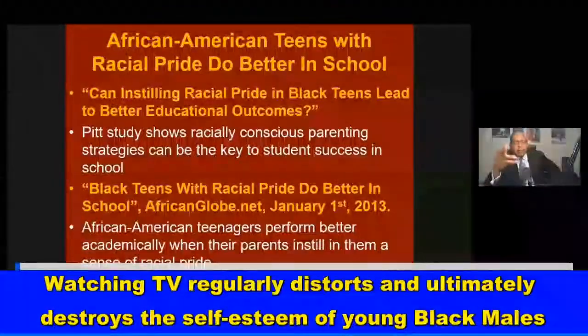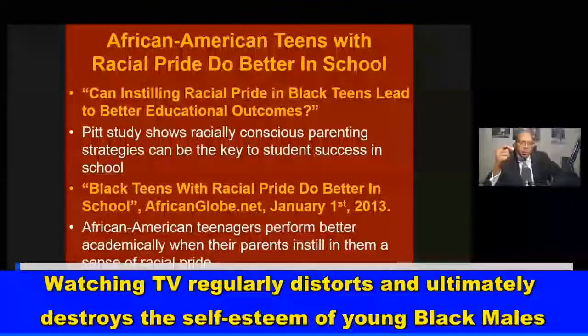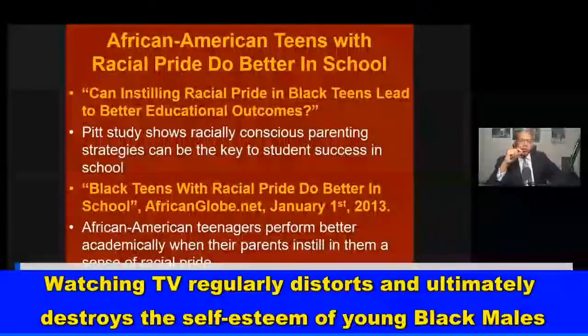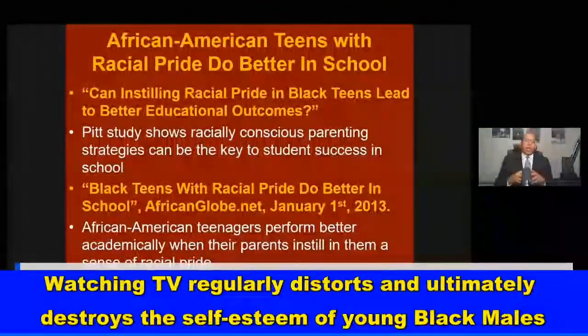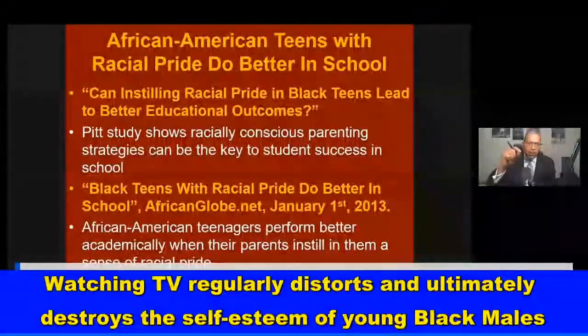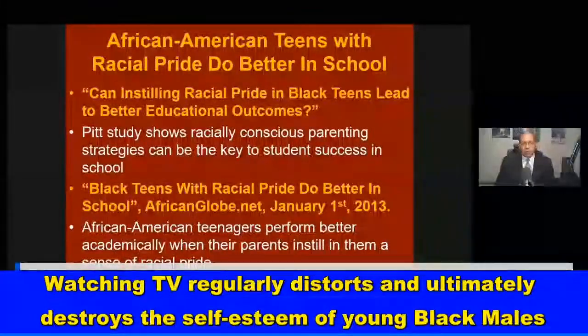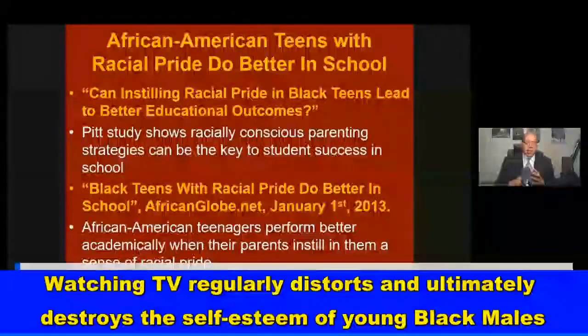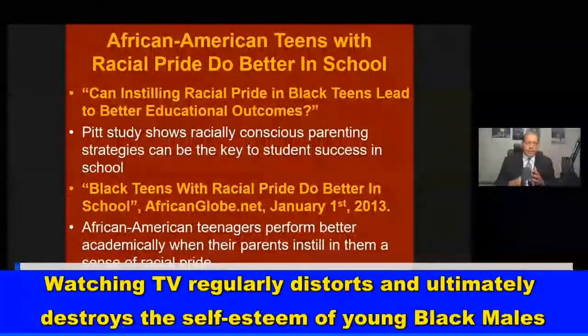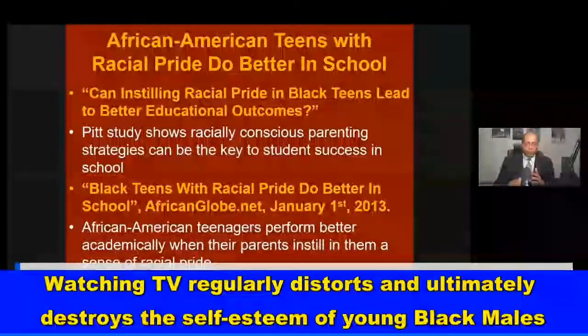So then we have this study right here. This is a joint study by the University of Pittsburgh and Harvard University. It deals with how African-American teens with racial pride do better in school. And University of Pittsburgh has an article, Can Instilling Racial Pride in Black Teens Lead to Better Educational Outcomes? Pitt University study shows racially conscious parenting strategies can be the key to student success in school.